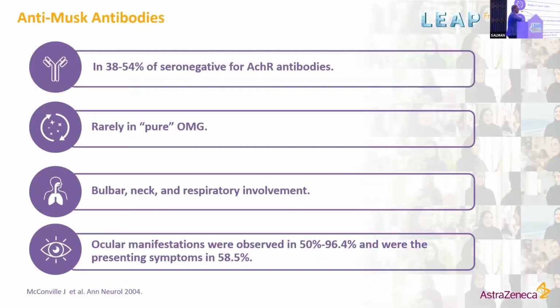You also want to look for the other binding receptors. So anti-MuSK patients don't really present with ocular myasthenia. They're more bulbar, neck muscle, and respiratory. We don't really see it in ocular myasthenia. Nevertheless, you need to test for it in patients who are seronegative for acetylcholine receptor antibodies.